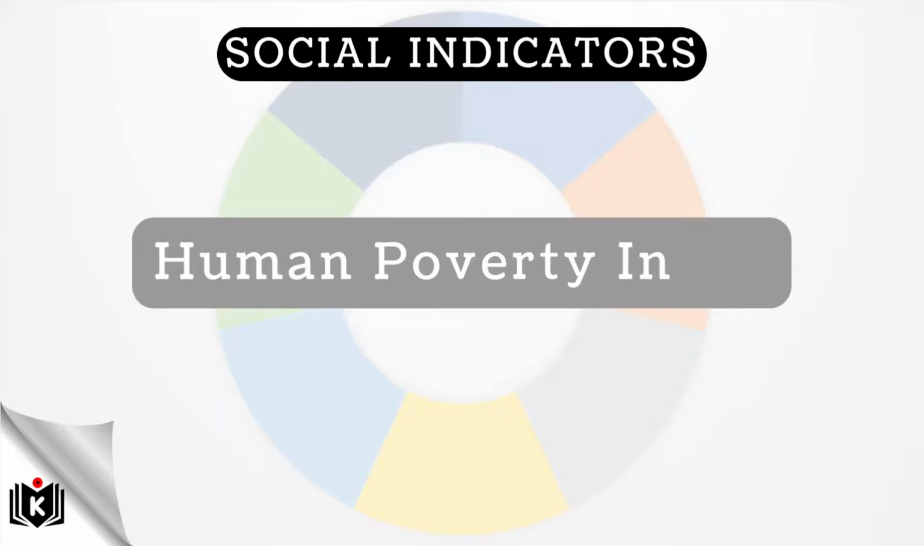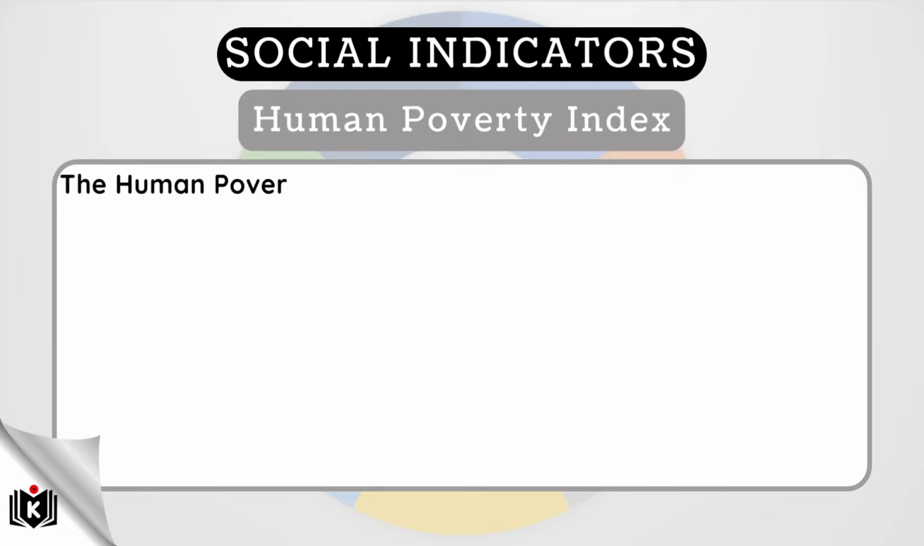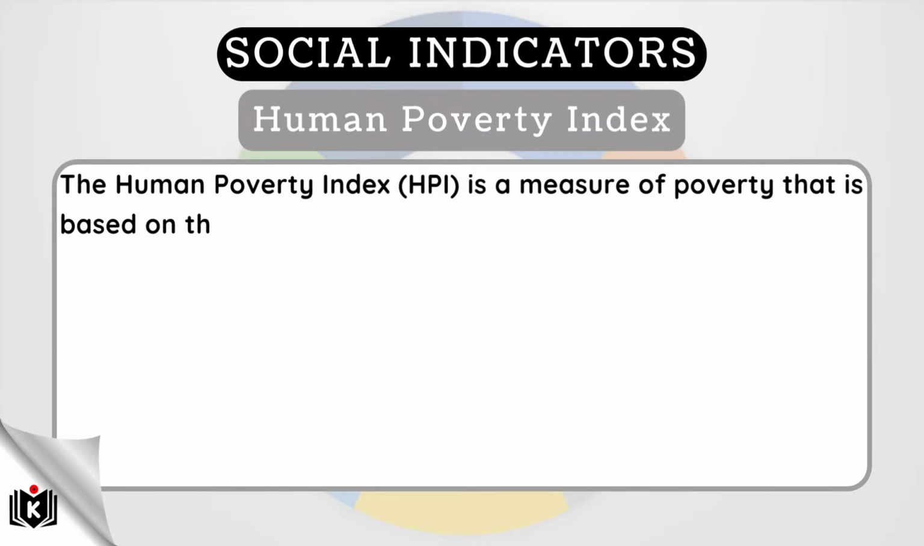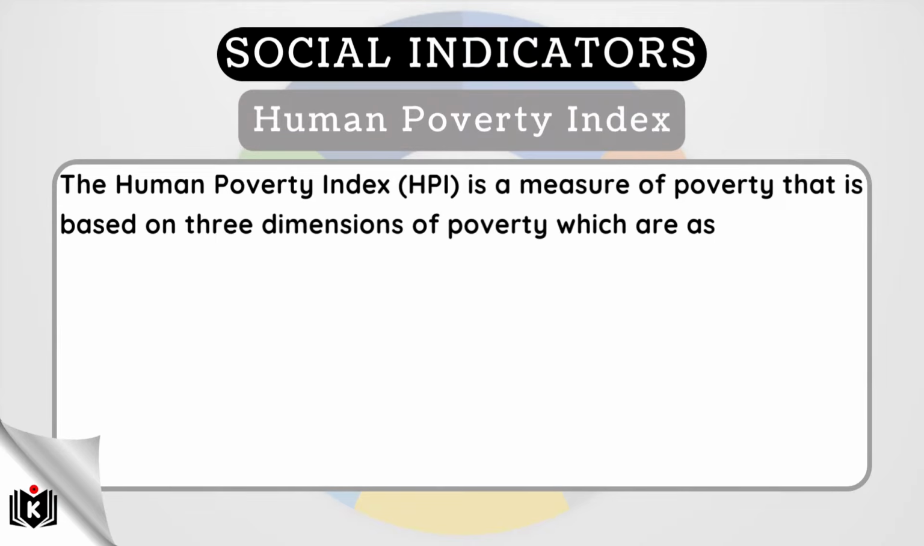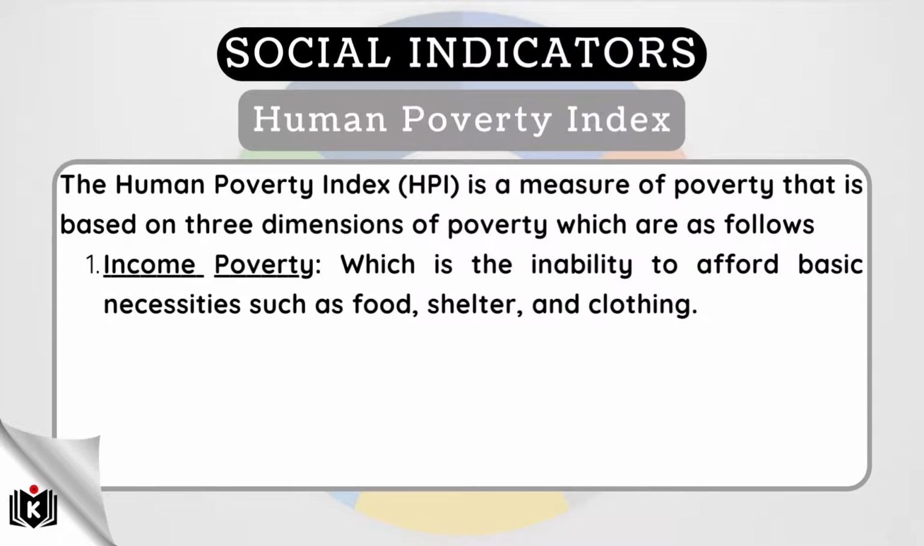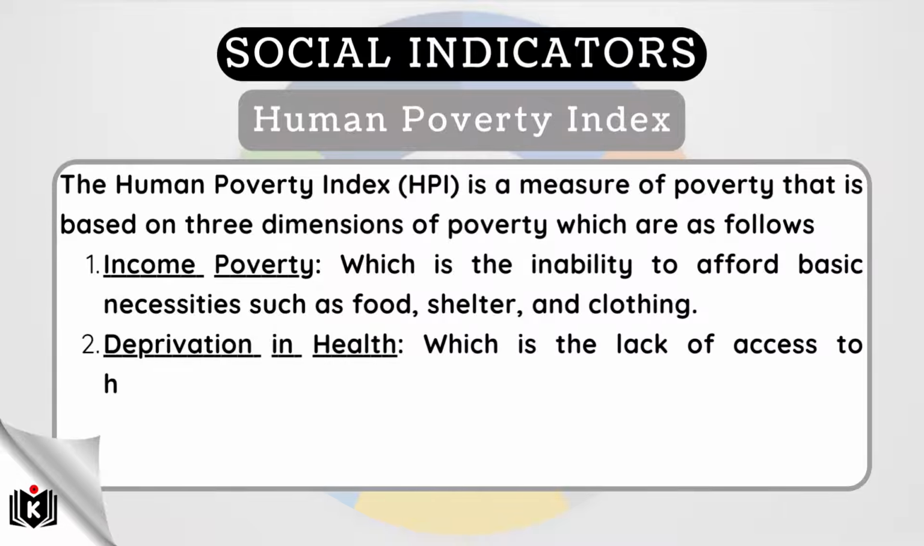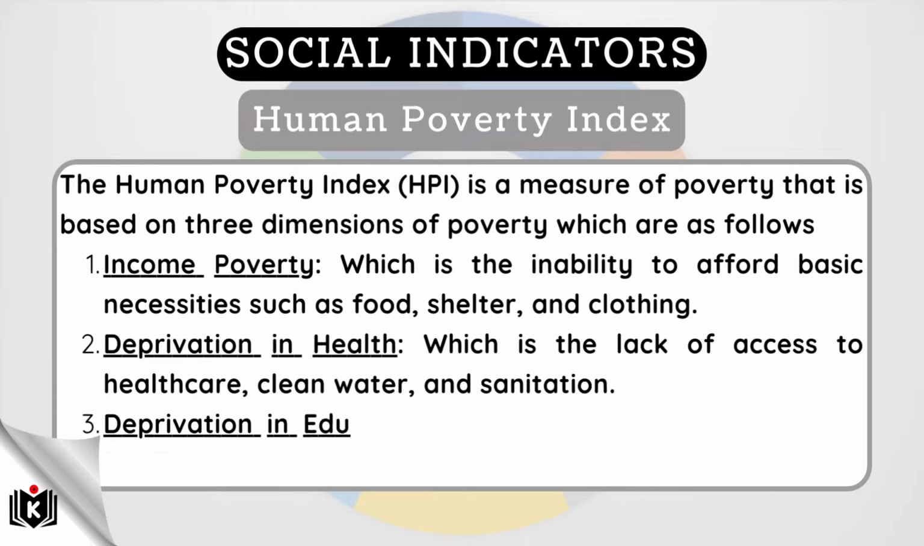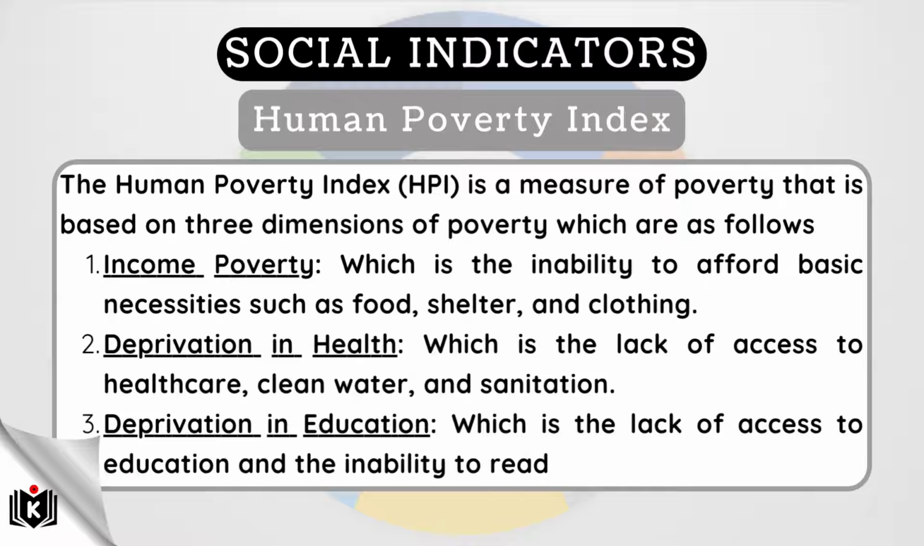We'll now discuss the Human Poverty Index. The Human Poverty Index, or HPI, is a measure of poverty that is based on 3 dimensions of poverty, which are as follows. 1. Income poverty, which is the inability to afford basic necessities such as food, shelter, and clothing. 2. Deprivation in health, which is the lack of access to healthcare, clean water, and sanitation. And 3. Deprivation in education, which is the lack of access to education and the inability to read and write.